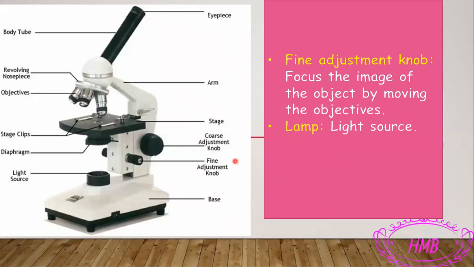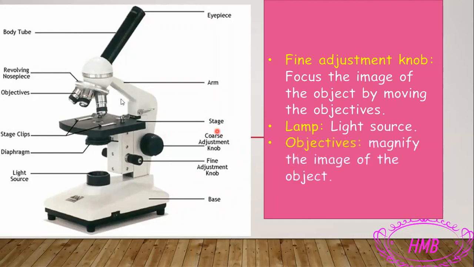Then we have the objectives. These are the lenses of the microscope that magnify the image of the object. So we call them objectives. Pay attention, they are called objectives because the name corresponds to the object. They are related to the object. It is what lets me see the object that I want.